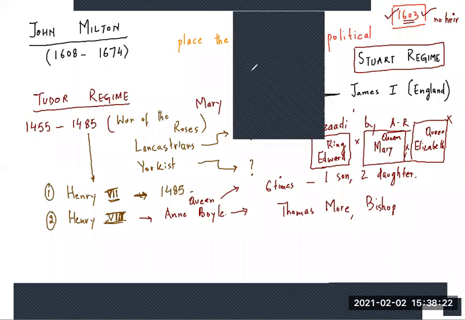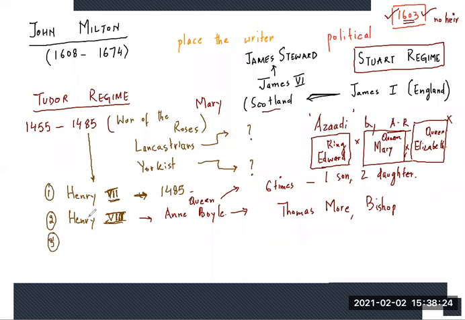So there are only this number of rulers that we have. Henry VII followed by Henry VIII. Henry VII was a good king. Henry VIII was a very bad king. Followed by Edward the Sixth. There have already been five Edwards, and he is the sixth. Yeah, he's the sixth Edward.